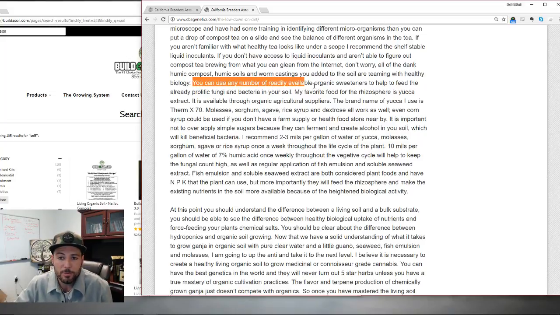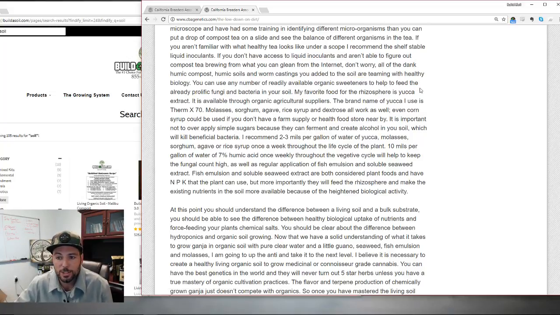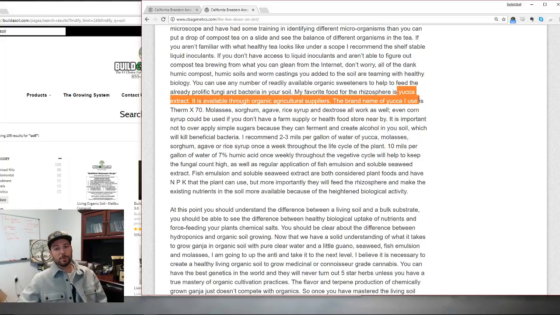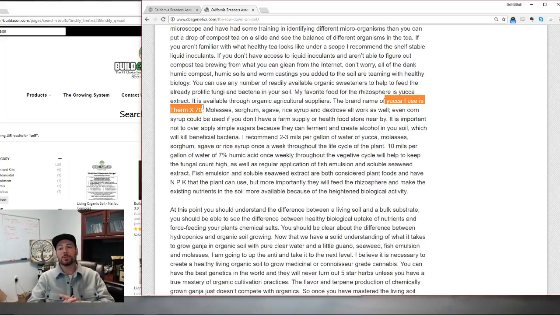You can use any number of readily available organic sweeteners to help you feed the already prolific fungi and bacteria. His favorite food for the rhizosphere is yucca extract. It's available through organic agricultural suppliers. The brand name of yucca I use is Thermex 70. That's the brand name that BuildASoil uses. And so we had this connection even though we never met. And this is an agricultural grade product. It's phenomenal. It's like molasses, although it's got a high saponin amount, so it keeps everything moist and wet. There's great benefits to using this product. So I agree wholeheartedly, Thermex 70.